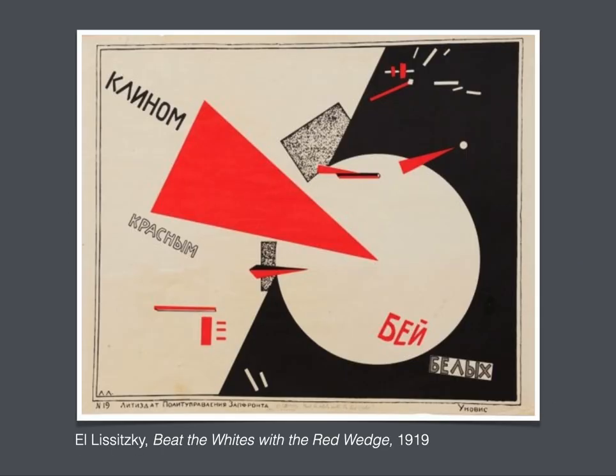This is a poster by L. Lissitzky called Beat the Whites with the Red Wedge. This famous poster from the Civil War years demonstrates how suprematist principles were sometimes successfully employed as propaganda in the service of the revolution. Despite the reductive geometric abstract forms, it is clear that Lissitzky is employing the same type of simple color symbolism and dynamic movement that realistically inclined poster designers were using in their works.